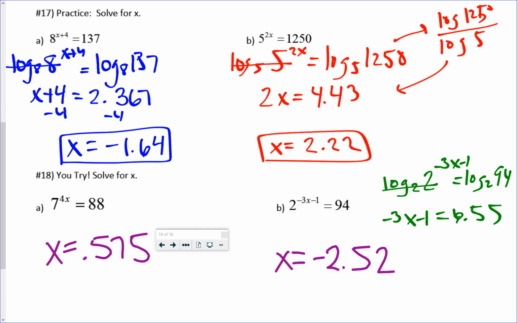Still with me? From here, you add 1, divide by negative 3. Because solving for x, you have to add 1 first. Gotta add that 1 first. Then divide by negative 3. All right, any other questions?